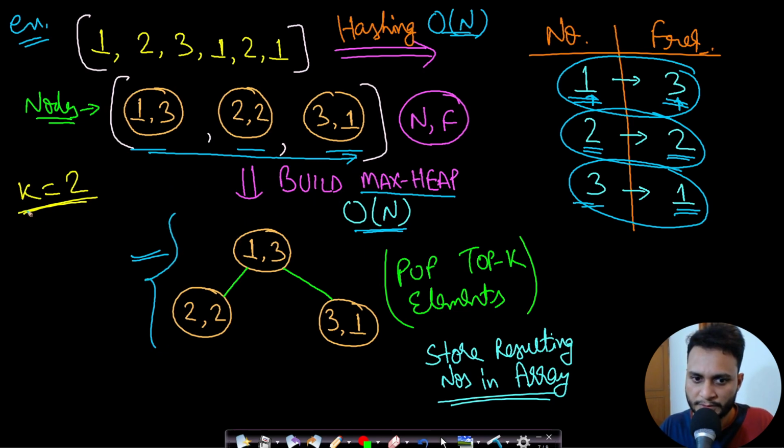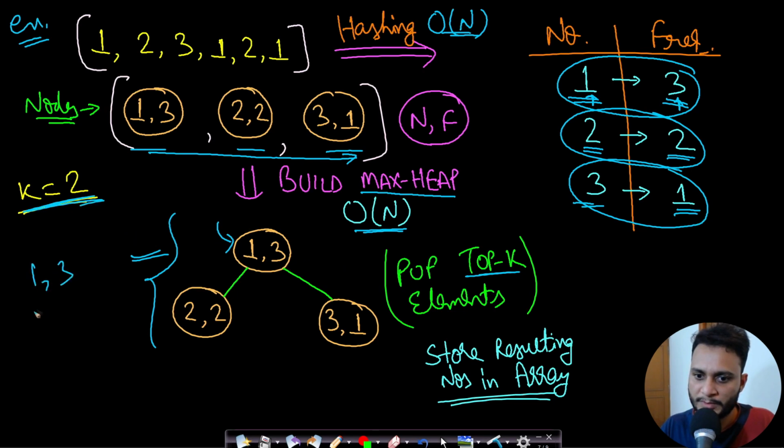Now here, if you assume that k value is 2, then we need to pop the top k elements. First we will pop this root element. So how do we pop? We will apply the extract max algorithm. So apply extract max 2 times, and the first 2 elements will be popped.